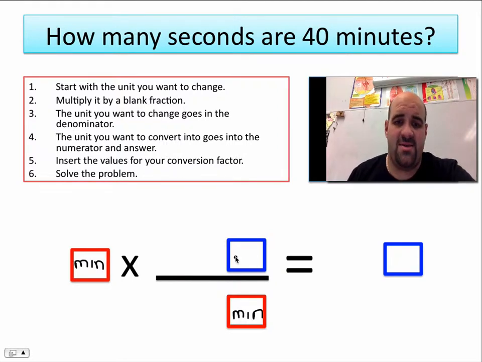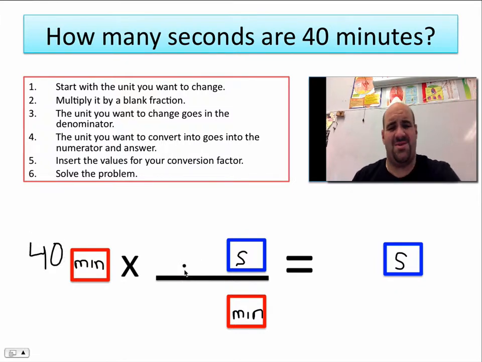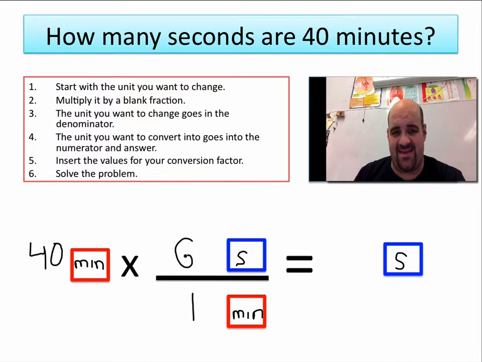What do I want to change into? Well, I want to change into seconds. And I know that I have 40 minutes. The problem tells me 40 minutes into seconds. What is the relationship between seconds and minutes? Everyone knows that 1 minute is 60 seconds.